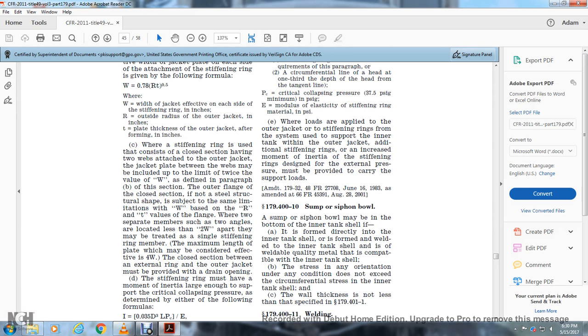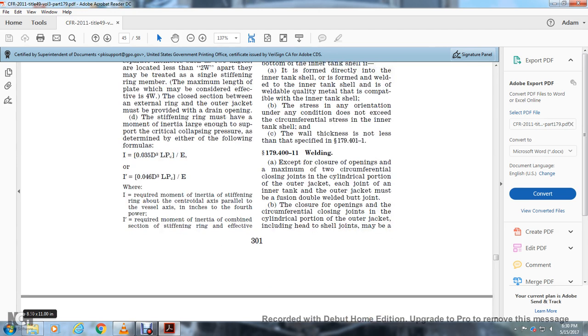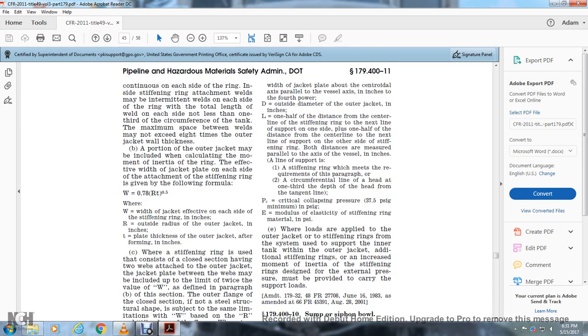The stiffening ring must have a moment of inertia large enough to support the critical collapsing pressure as determined in either of the following formulas. I equals 0.035 Z third D cubed L P C E divided by E, or I is equal to the required moment of inertia of the stiffening ring with the centroid parallel to the vessel axis, in inches to the fourth. I, italicized, is the required moment of inertia of the combined section of the stiffening ring and effective width of the jacket about the centroidal axis parallel to the vertical axis, in inches. D, the outside diameter of the outer jacket.